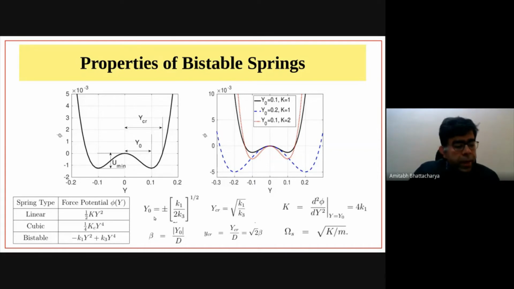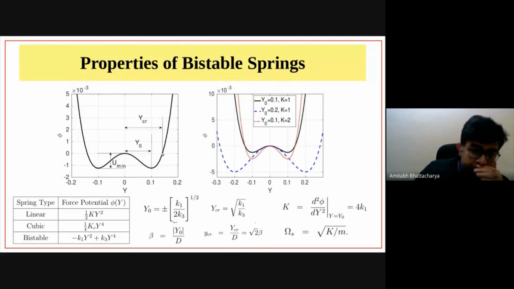So in all of this, I have tried to crystallize what the important parameters of this spring are. One is y naught, which is basically the square root of the ratio between these spring constants. This y naught gives you the location of the stable point with respect to y equal to 0. There is a y critical, which is the distance from y equal to 0 where the potential again becomes 0.